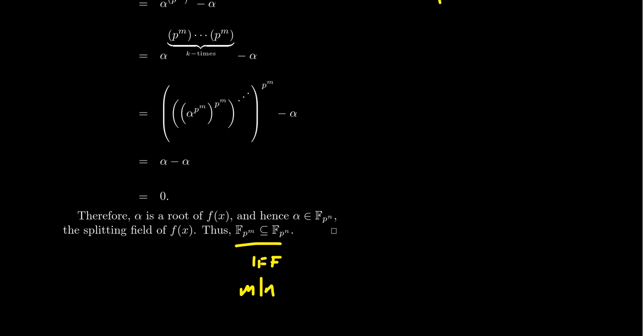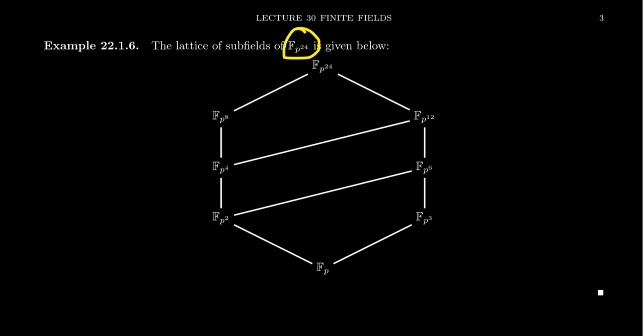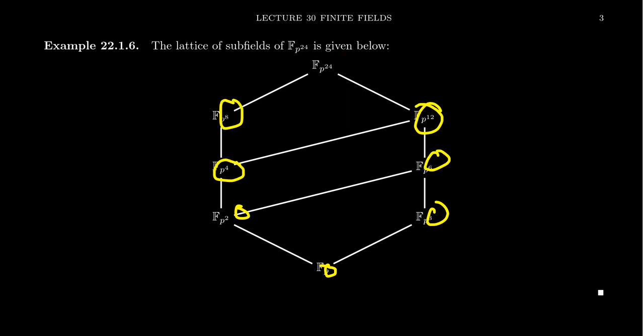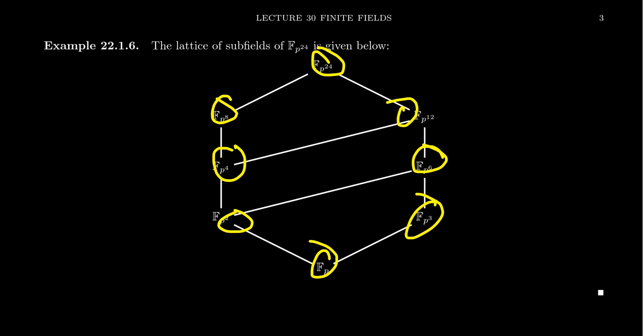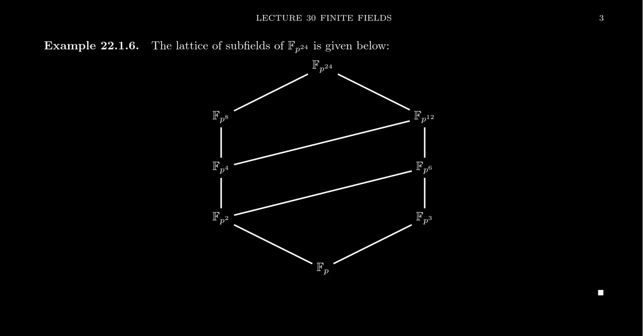So let's look at a specific example. Let's look at the field of order P to the 24, where P is an arbitrary prime, because the argument actually didn't depend on the prime. It depended on the exponent here. So if you take the field of order P to the 24, what are the divisors of 24? You have 1, 2, 3, 4, 6, 8, 12, and then 24, of course. So the subfields of the field of order P to the 24 are going to be these fields, 1, 2, 3, 4, 5, 6, 7, 8. So it has 8 subfields because there are 8 divisors of 24.